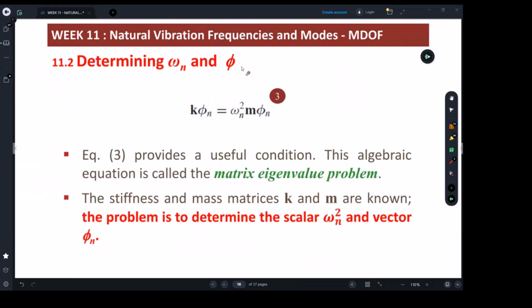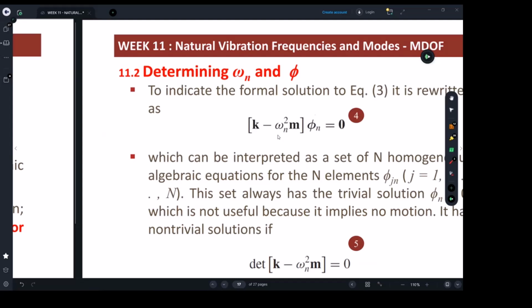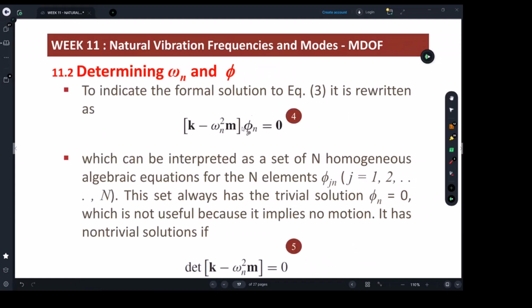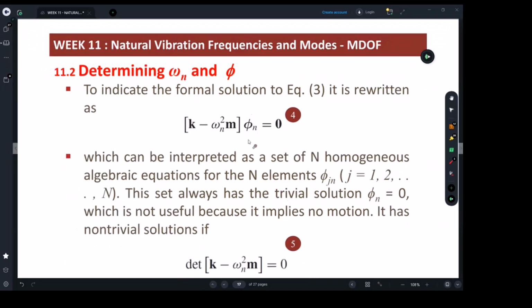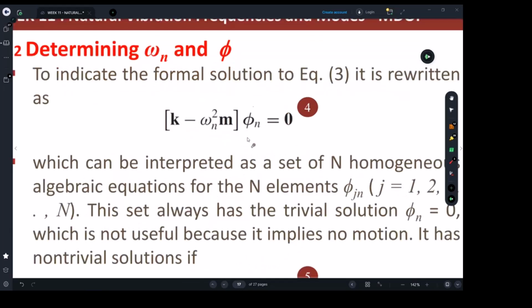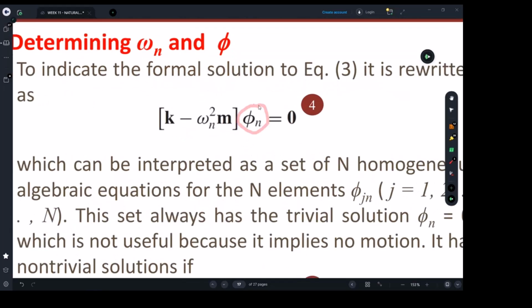From here, this is equation number 3. This is mathematically called a matrix eigenvalue problem. And the way it's solved is by separating both properties from each other. So you can separate this side, and you have another side, and we can use a trivial solution for this. A trivial solution will tell you it's either for this to be 0 or for this to be 0.